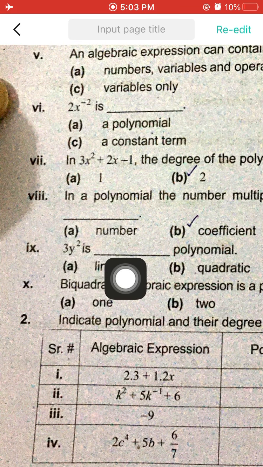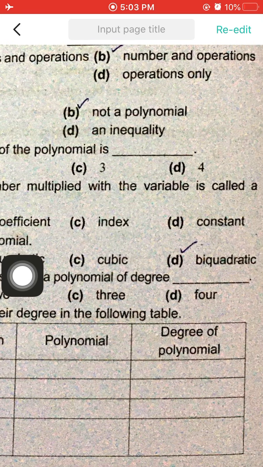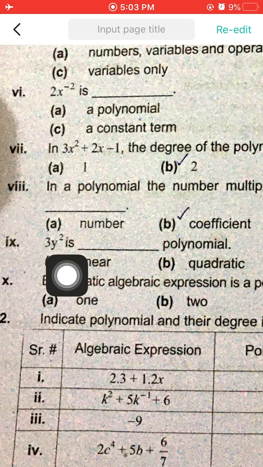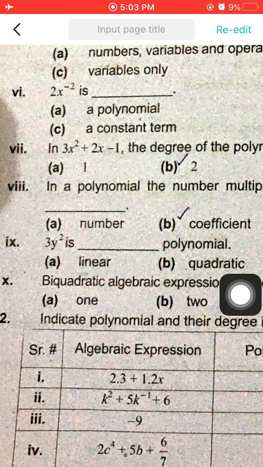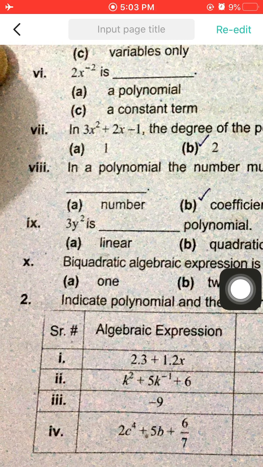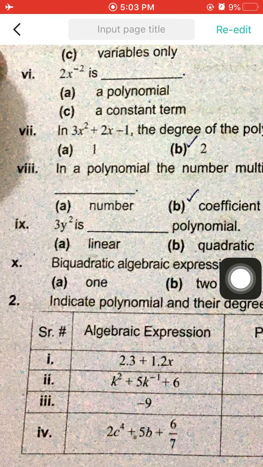3y square is a polynomial. 3y square is a quadratic polynomial, because the degree of this polynomial is 2, so that is called a quadratic polynomial. Students, so you will take B. Because here the power of the variable is 2, so that is called quadratic.